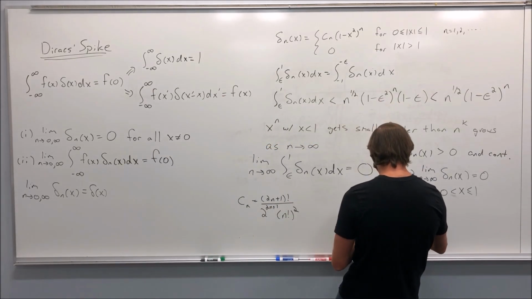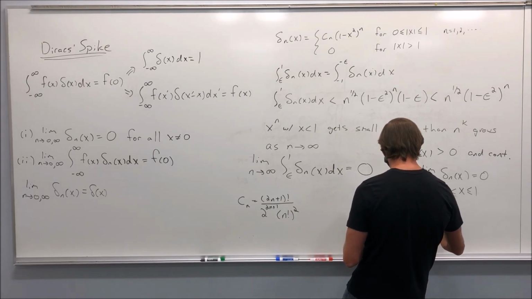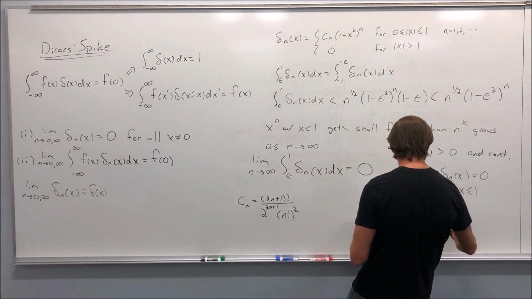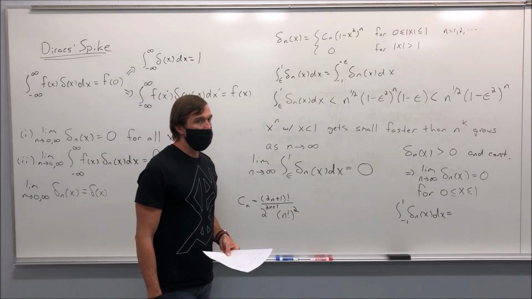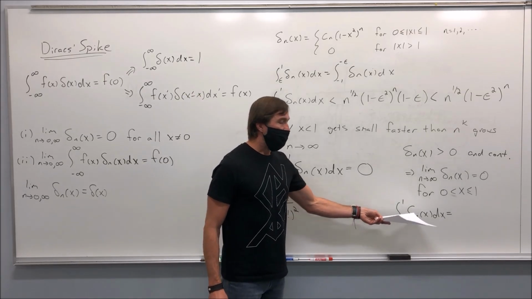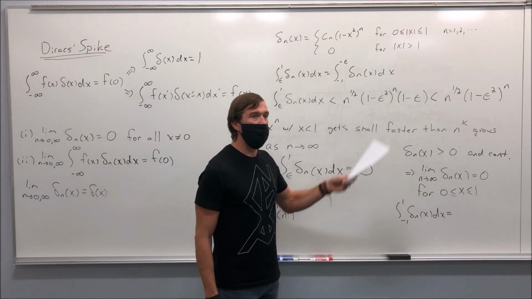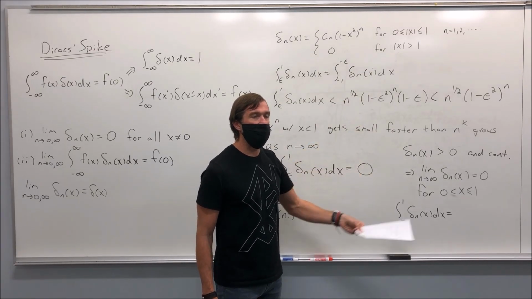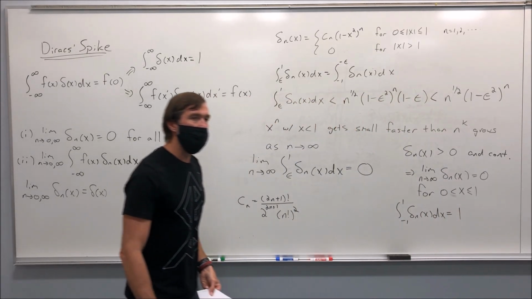But recall that we have this condition that the integral from minus 1 to 1 of delta n of x dx equals what? Well, that's n goes to infinity. What did we normalize this to? Remember, we picked our Cn, so it's 1. Okay?